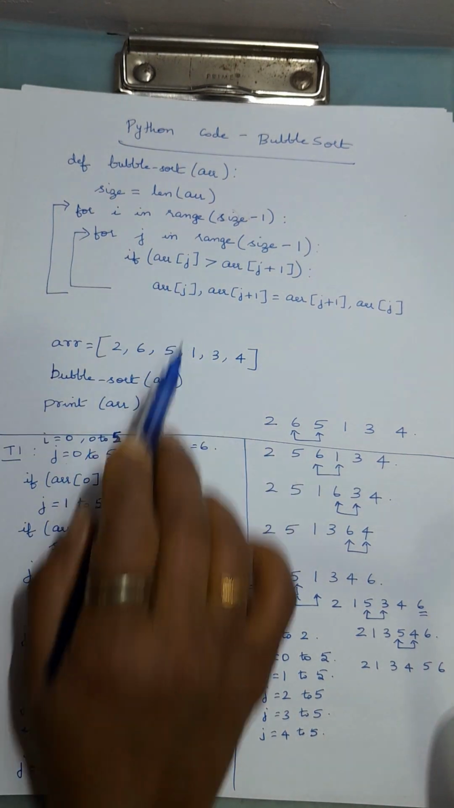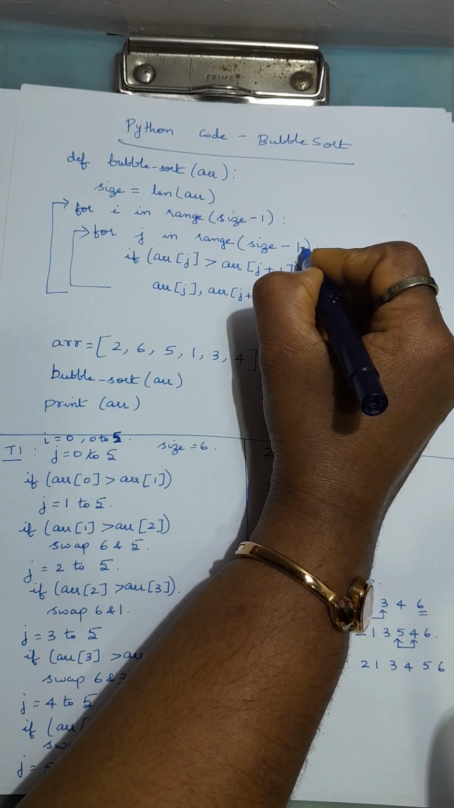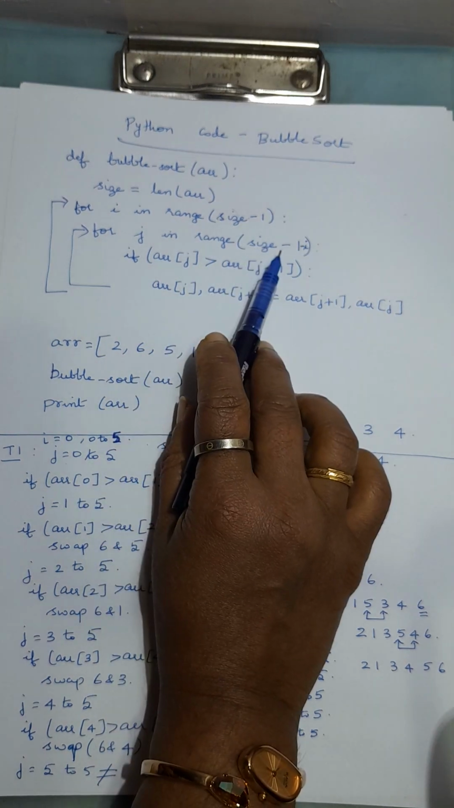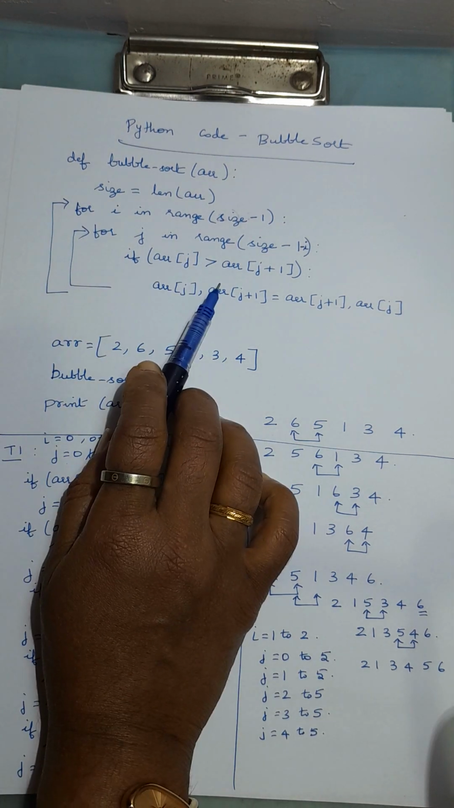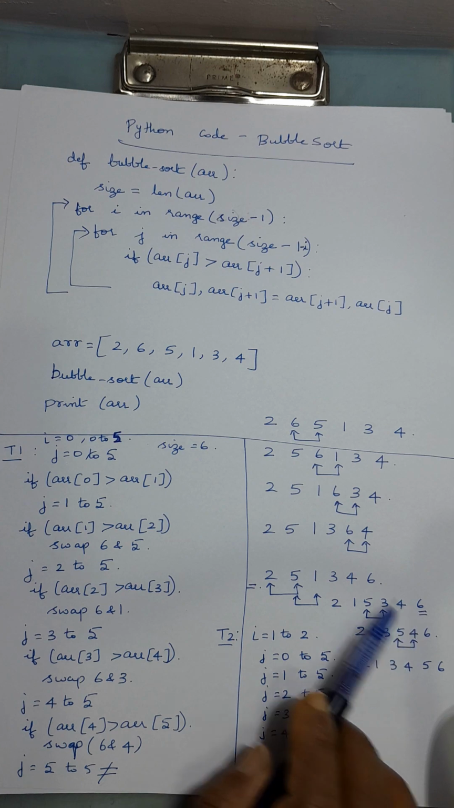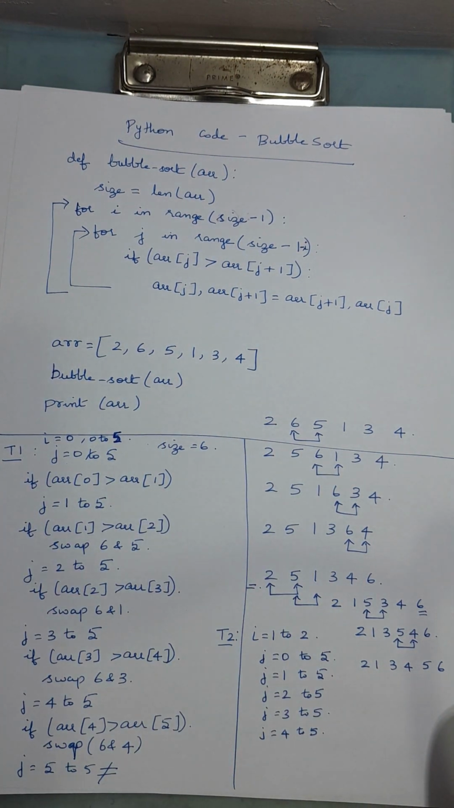So when it comes inside to perform the sorting, then here it should be size minus 1 minus I. Size minus 1 minus I. So when you give this, then each and every element, when it is sorted, when it comes inside, the iteration will not proceed up to the last sorted element. So it stops. You're clear?